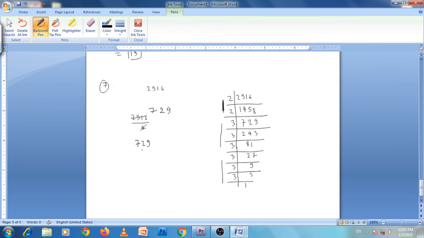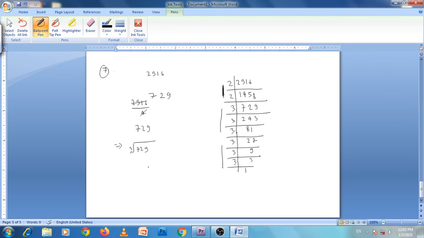729 is the new number, and so we find the cube root of this number 729. So just find the prime factors of this number. 729, 9 8s are 72, 9 1s are 9, 9 9s are 81. So the cube root of 729 is 9. Okay, so in this way we have to find the numbers.